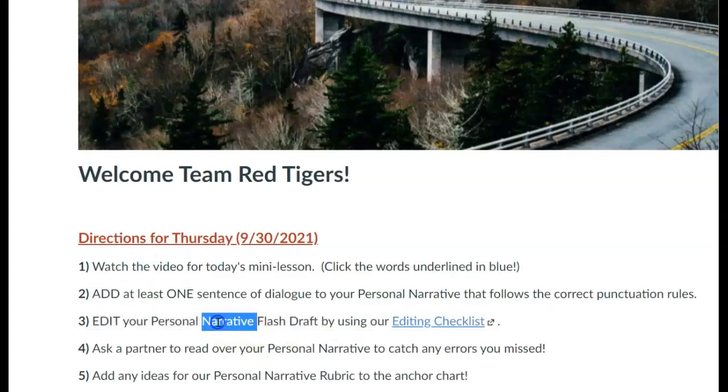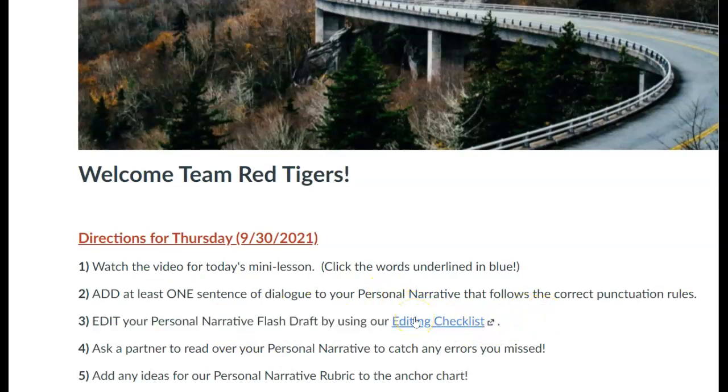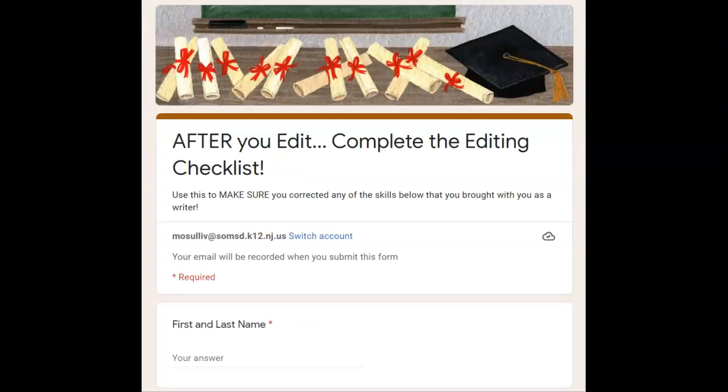In order to move on to this step and edit your flash draft, you're going to go ahead and click this link that says Editing Checklist. We went ahead and put together editing skills that you have as incoming sixth graders, and that's all we're going to hold you accountable for. Things you already know. We think that's the most fair.